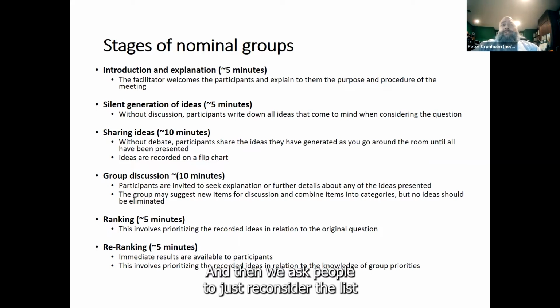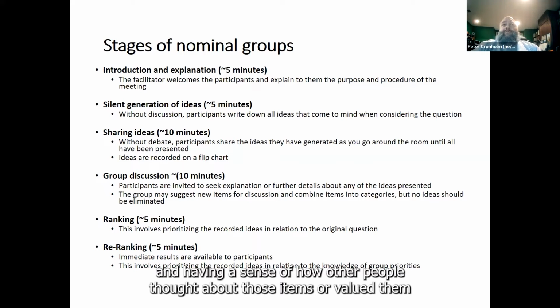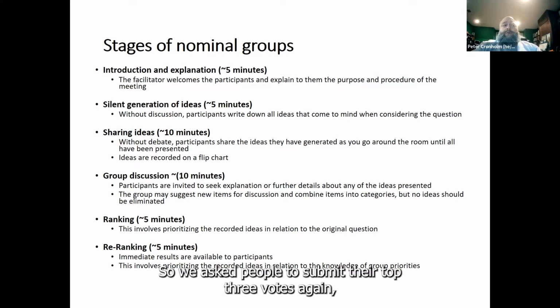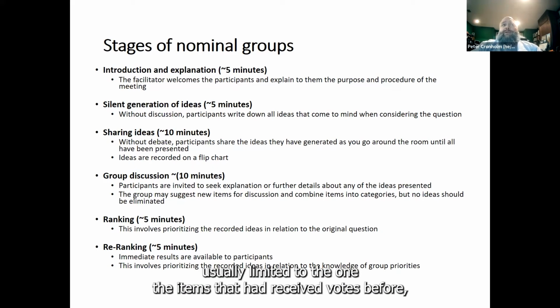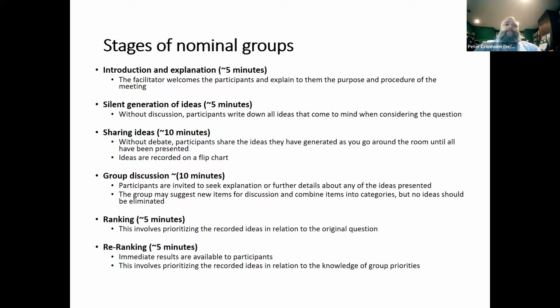And then we ask people to just reconsider the list. Sometimes people are on the fence between 2 things, and having a sense of how other people thought about those items or valued them sometimes shifts how people make their votes. So we ask people to just submit their top 3 votes again, usually limited to the items that had received votes before, and then give those to the moderator, and then they collect those votes.